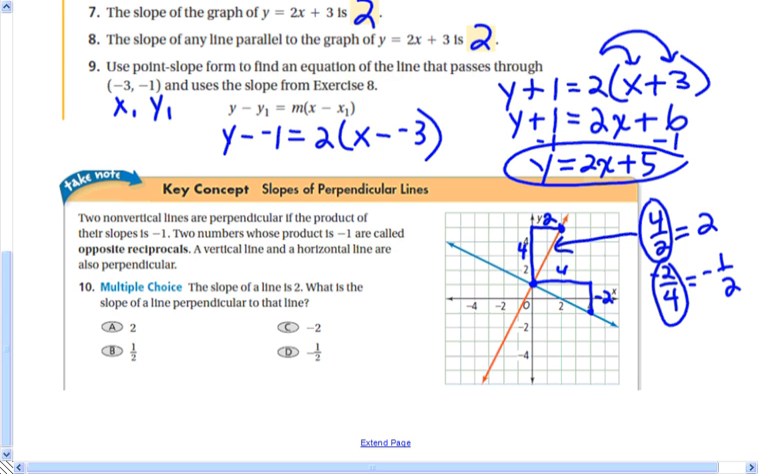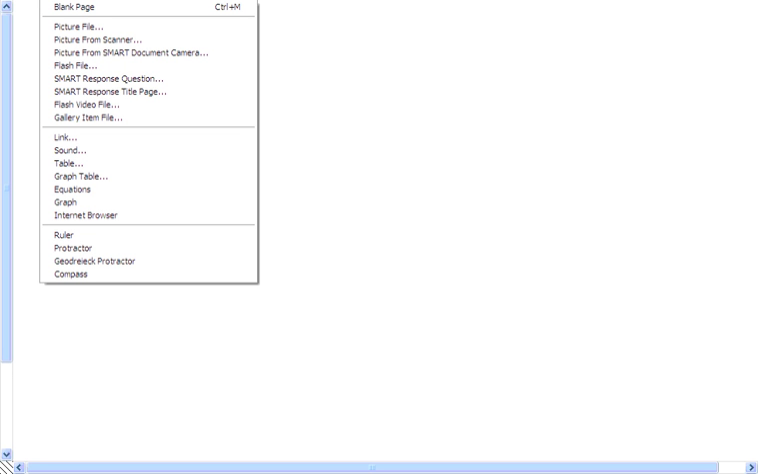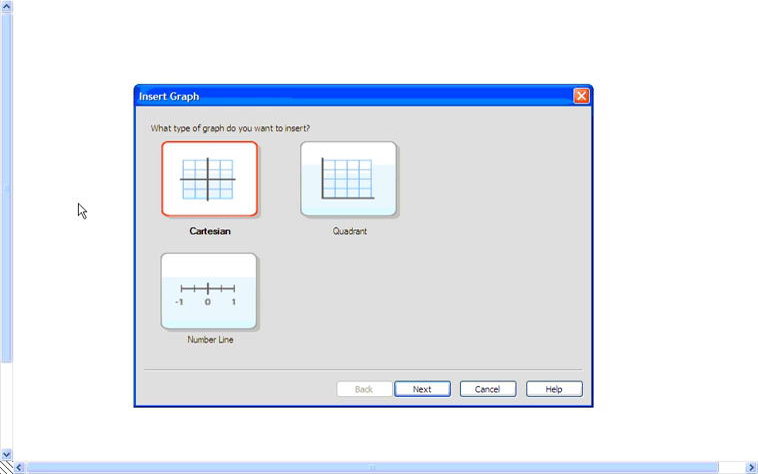When you have perpendicular lines, they are opposite reciprocals. And when you have opposite reciprocals, if two numbers are reciprocals, their product is +1. When you have opposite reciprocals, their product is -1. And I'll just prove it to you one more time by making another graph and just drawing a couple lines that I think are perpendicular, and then we'll check their slopes.